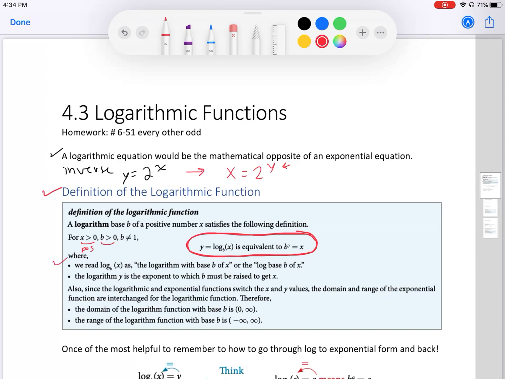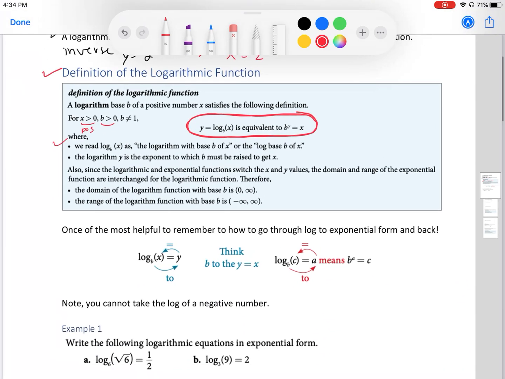Now some points to make note of. We read log b of x as logarithm with base b of x, or log base b of x. The logarithm y is the exponent to which b must be raised to get x. Also, since the logarithm and exponential functions switch the x and y variables, the domain and range of exponential functions are interchanged for logarithm functions. Therefore, our domain is from 0 to infinity, and our range is all real numbers. There are some homework problems about domain and range.